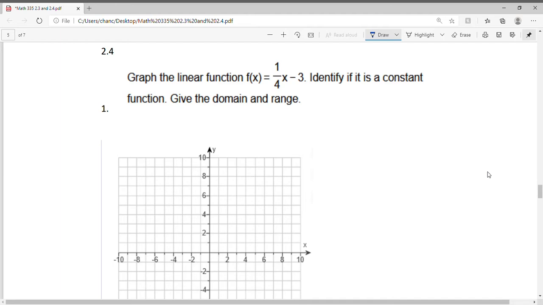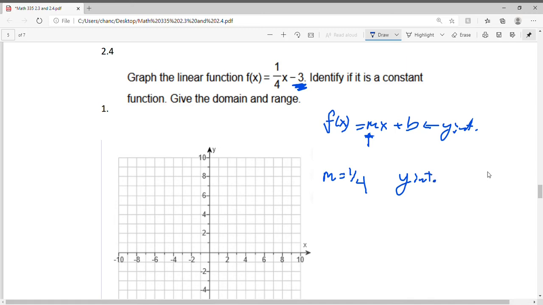Let's find the slope. Recall f of x equals mx plus b. The m tells me the slope. In our case, m is the number in front of the x, or 1/4. The b is going to tell us the y-intercept. Now this is a -3. The y-intercept is a point, so write it as (0, -3). Don't just say the y-intercept is -3. Make sure it's stated as a point.